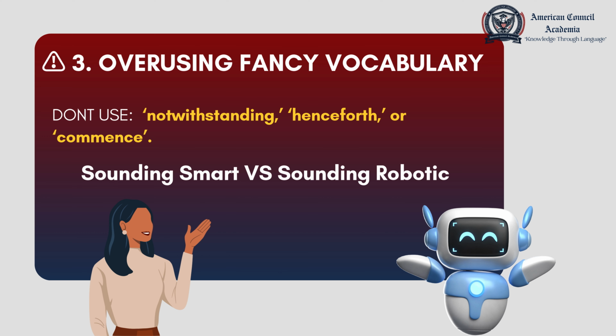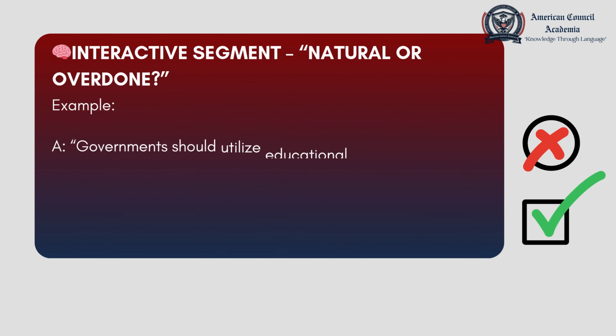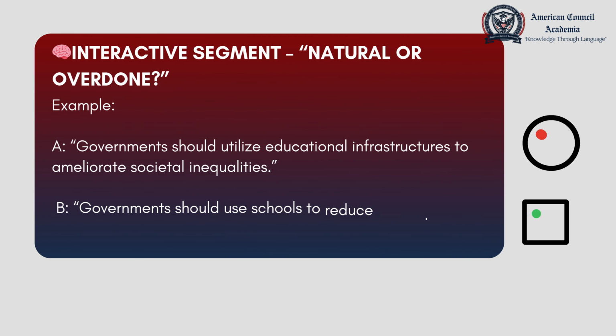There's a difference between sounding smart and sounding robotic. Okay, here's an interactive segment: natural or overdone? Here are two versions of the same sentence. Choose which one is better.